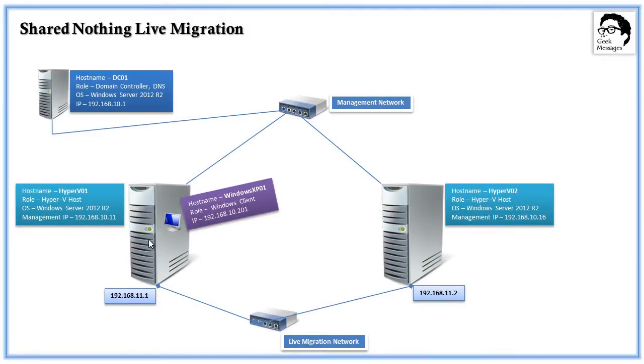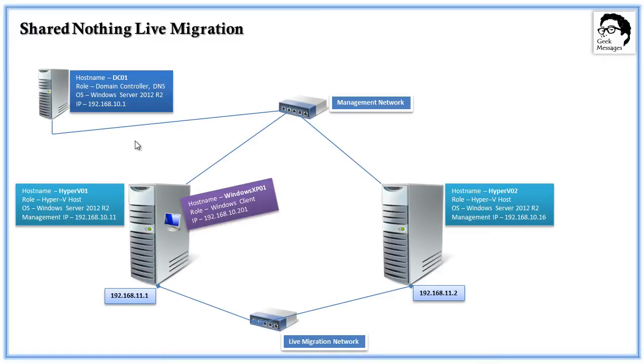Shared nothing live migration allows us to move virtual machines between two Hyper-V hosts even if the virtual machines are stored in a non-shared storage such as DAS, direct attached storage, or a local storage. So with little or no infrastructure other than two Hyper-V hosts and with appropriate networking, you can now live migrate virtual machines between two Hyper-V hosts.